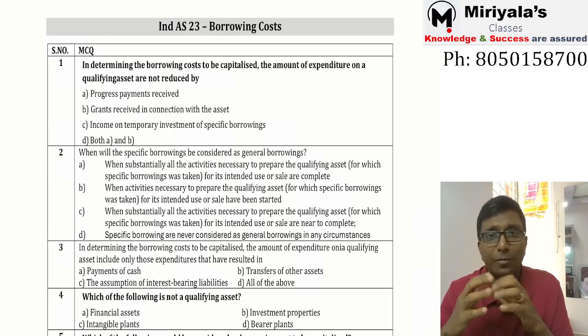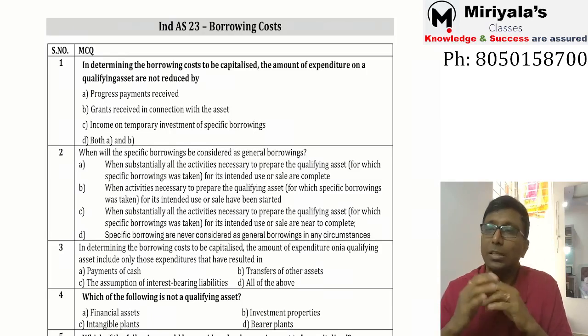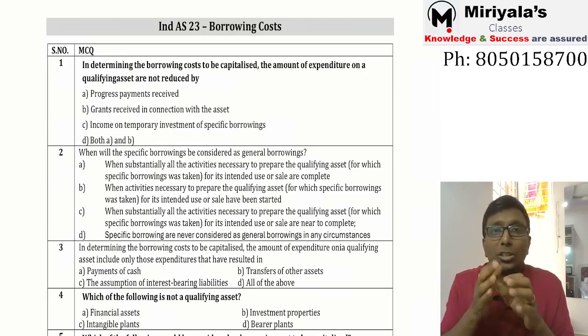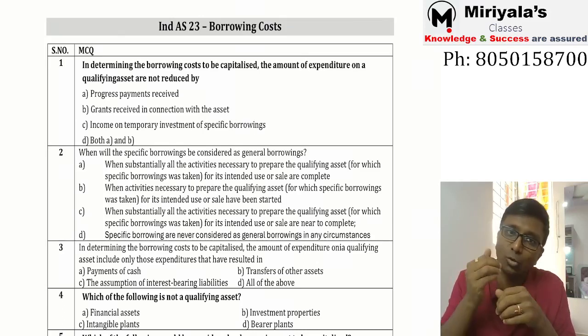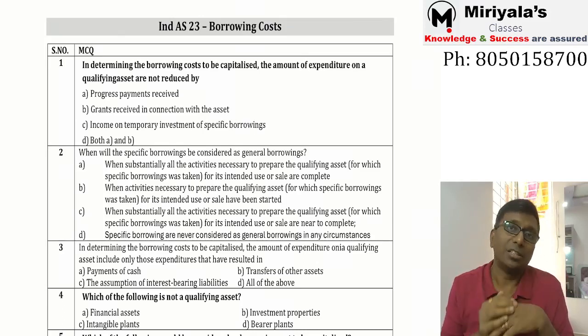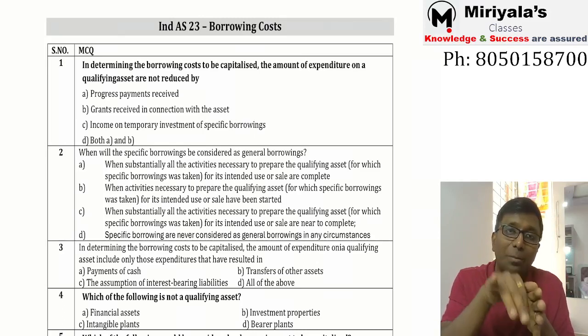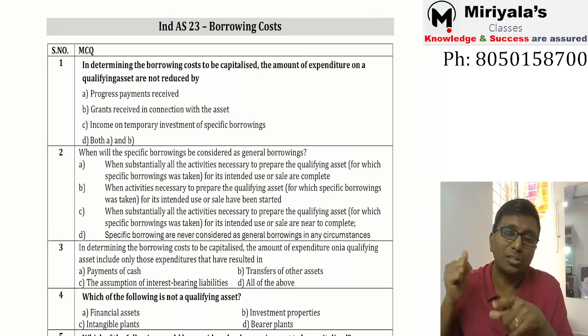And when do you suspend? When the activities are not in progress, then you are supposed to suspend it. Suspension means that during this period, whatever borrowing cost you have incurred is going to be charged to the profit and loss statement. It is suspension of capitalization.